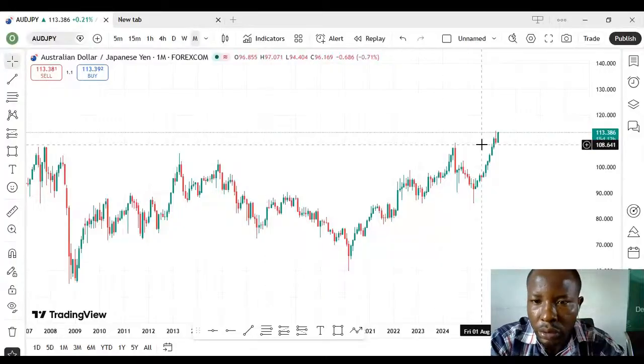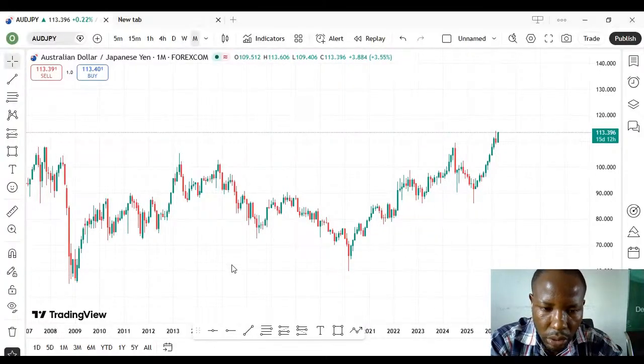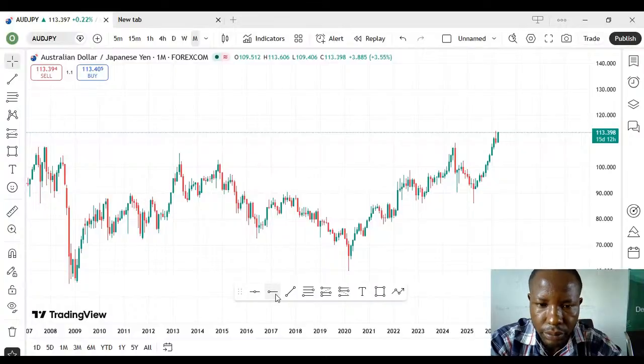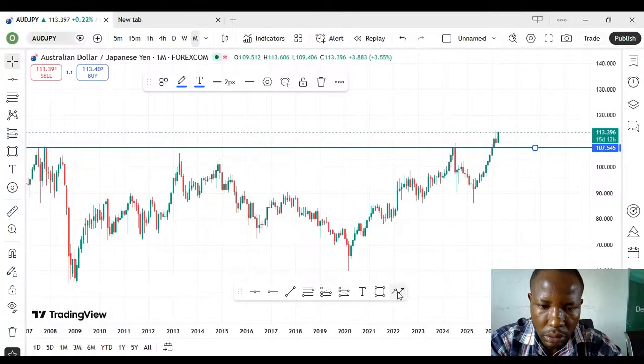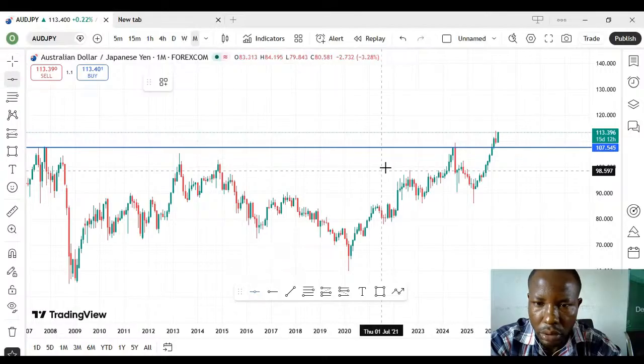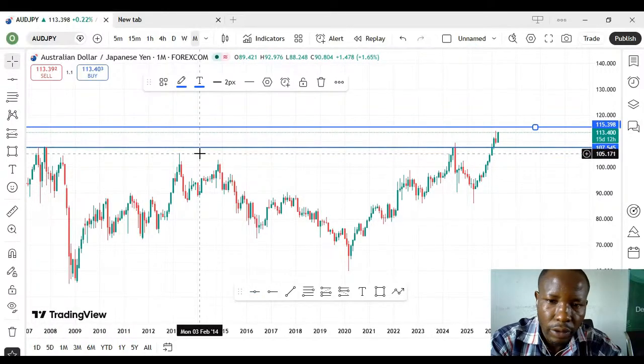Okay, so now what do we do here? We mark out our zones. You can see where all my listings are lining up pretty well here. I mark out my zones, my area of interest. You can see this. This is a very major zone.